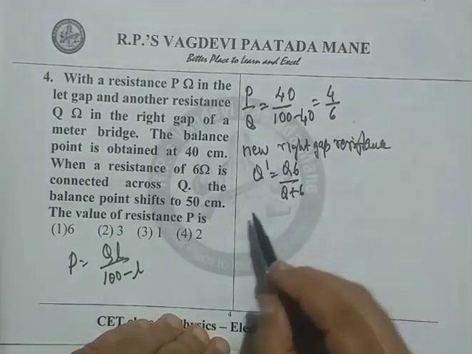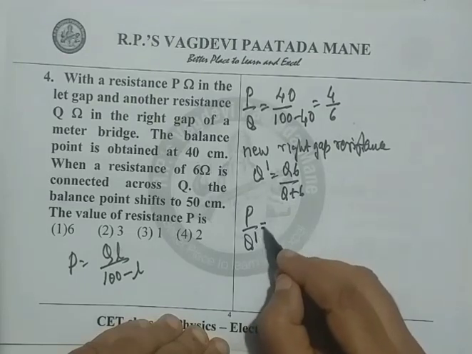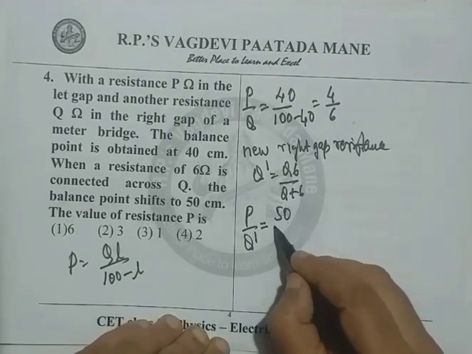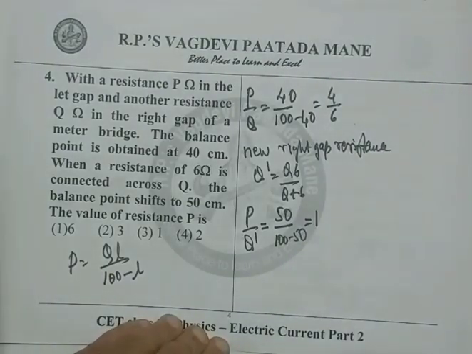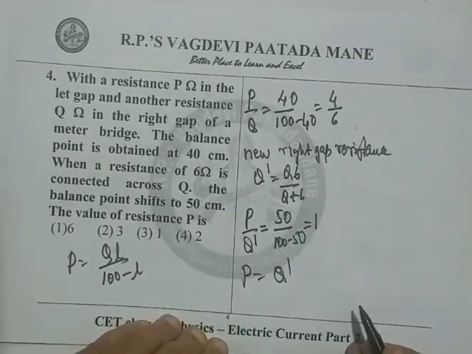Now the balance point shifts to 50. Therefore, I can write P by Q dash as 50 by 100 minus 50, which amounts to be 1. Therefore, P equals Q dash.